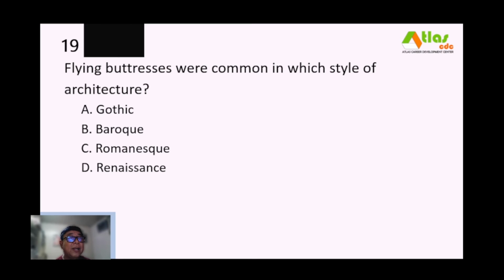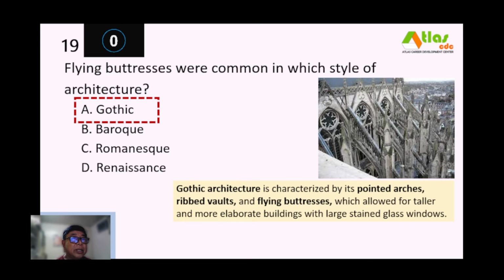19. Flying buttresses were common in which style of architecture? A. Gothic, B. Baroque, C. Romanesque, and D. Renaissance. And our correct answer is A, Gothic. So Gothic architecture is characterized by its pointed arches and rib vaults and these flying buttresses, which allowed for taller and more elaborate buildings with large stained glass windows.